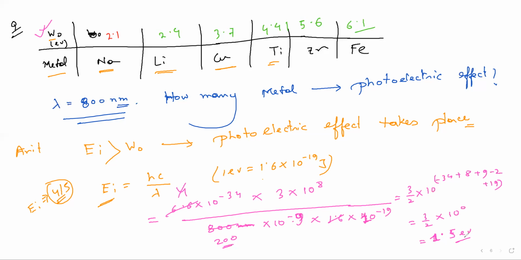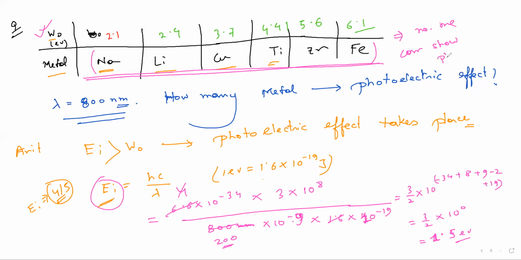So 1.5 electron volt. Now look, the E_i value is less than the W naught value of all the metals. So among these six metals, no one can show the photoelectric effect, because E_i value is less than W naught in each and every case. Any doubt regarding this question? Is this one clear? Any doubt? This part is clear to all?